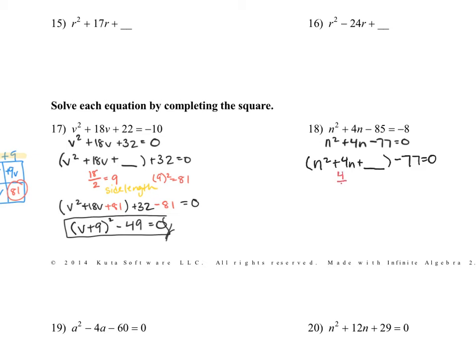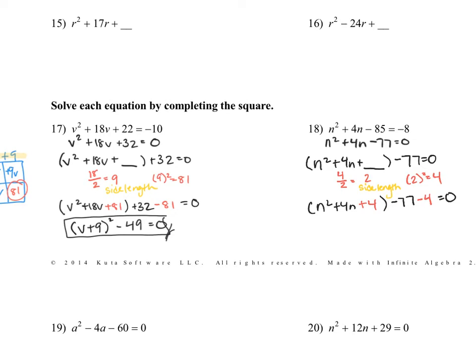I'm going to take 4, split it in half. That'll give me 2. Remember, that's going to be the side length, or the extra side length of my square. Let's take that 2 and square it to find our c value of 4. So we're going to have n squared plus 4n plus 4. Now remember, I can't just start adding random numbers because I'm adding 4 here, so on the outside with the negative 77, I'm also going to have to subtract 4 to keep that balance. So if I'm adding it in one place, I have to subtract it in another.